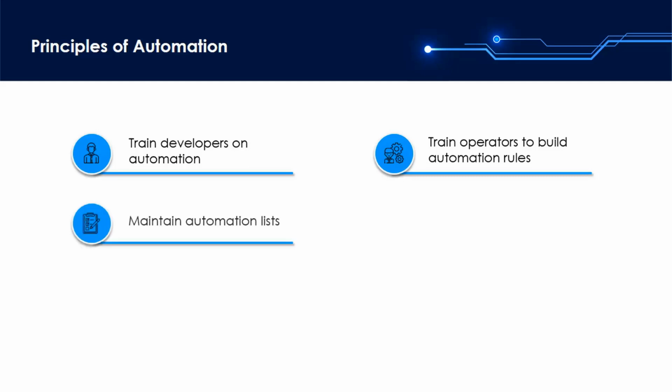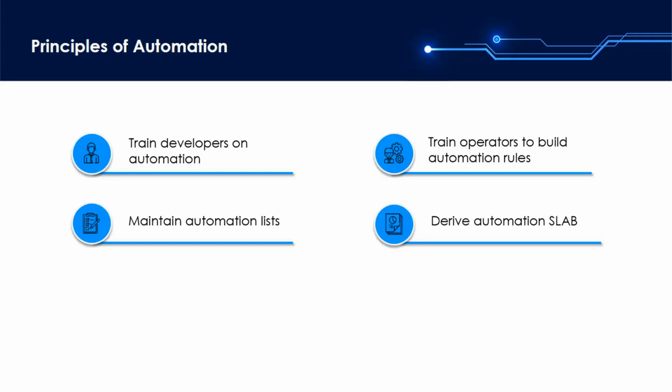Next, we must maintain automation lists. For example, sometimes it is difficult to automate when we are using commercially owned software. So, we need to try finding a way to ensure that we can identify and maintain the critical list of all the components that can be automated.